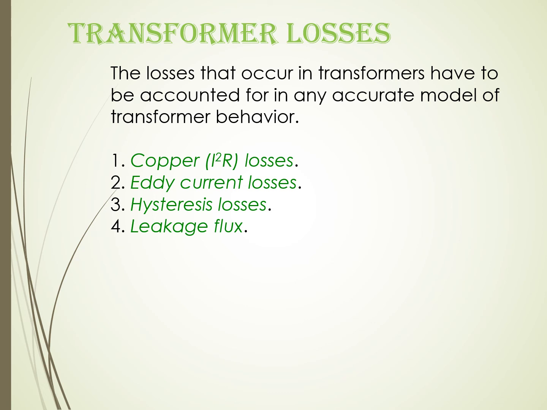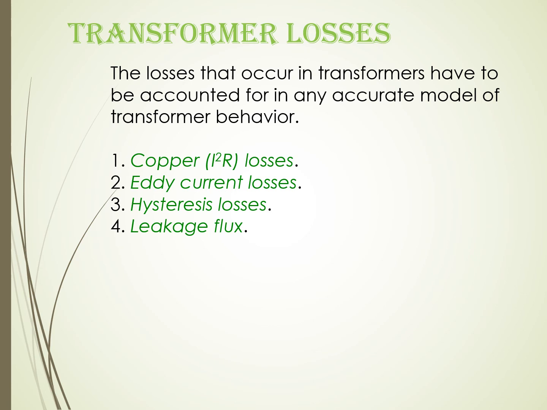Another loss is the eddy current loss. Eddy current losses are resistive heating losses in the core of the transformer, and they are proportional to square of the voltage applied to the transformer. One more loss is there, that is hysteresis losses, and these hysteresis losses are due to the rearrangement of magnetic domains in the core during the half cycle. They are a complex nonlinear function of the voltage applied to the transformer.